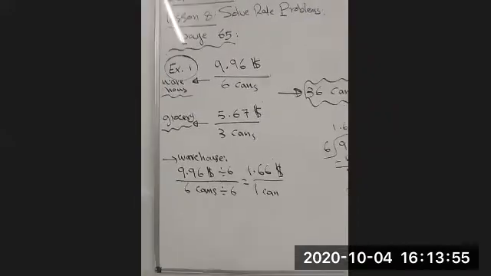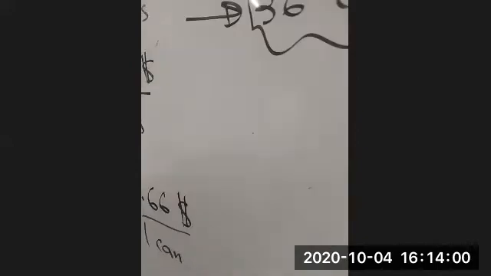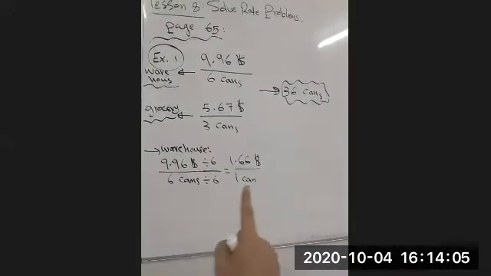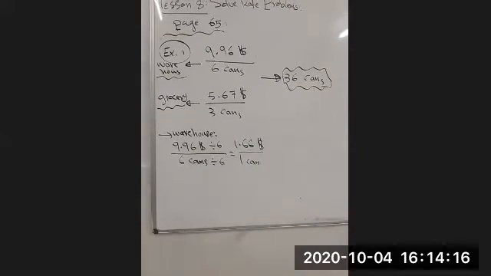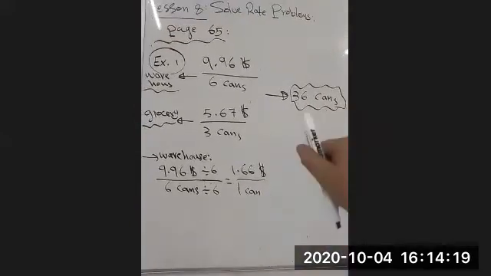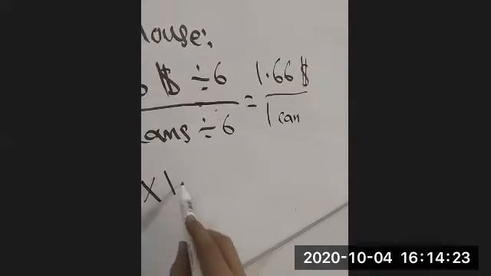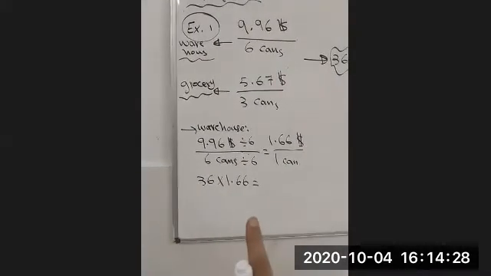The price of the 36, if 1 can is 1.66. What will I do? Who can tell? How do we know the price of the 36 cans in this offer if we found here the price of 1 can? What do we need to do, guys? Ahmed? We will multiply 1.66 by 36 cans. Excellent. So 36 multiplied by 1.66 equals.